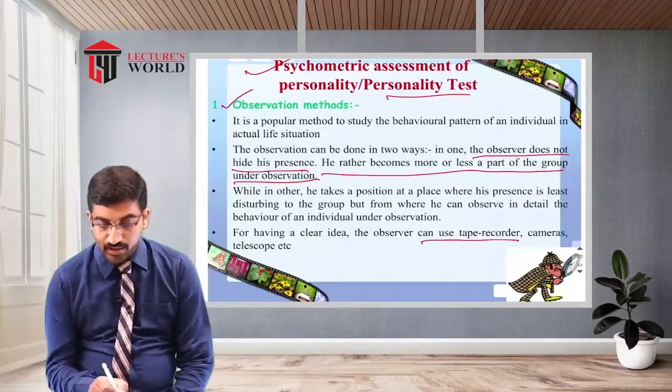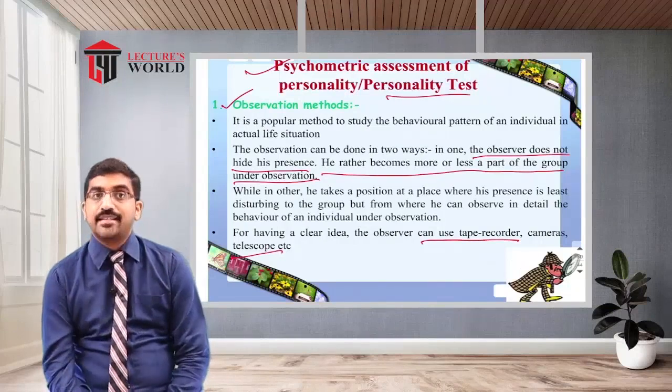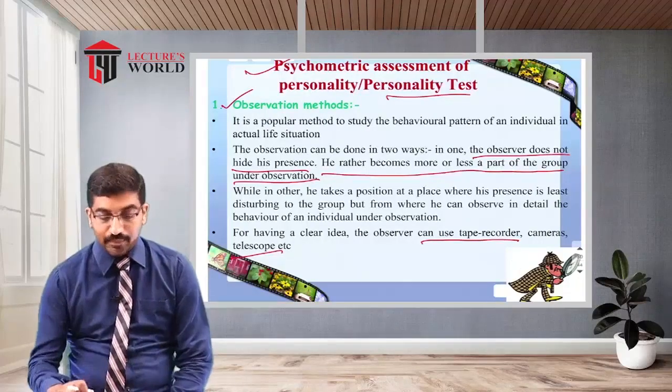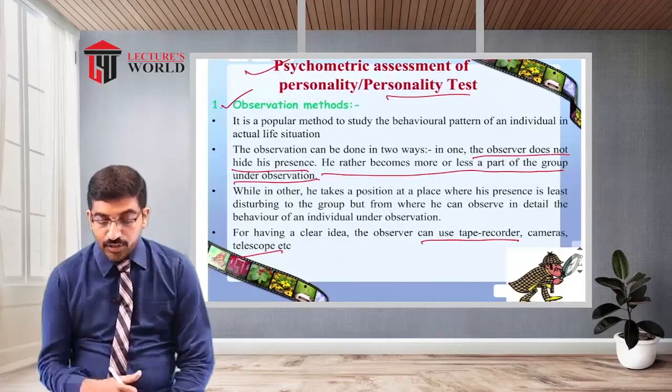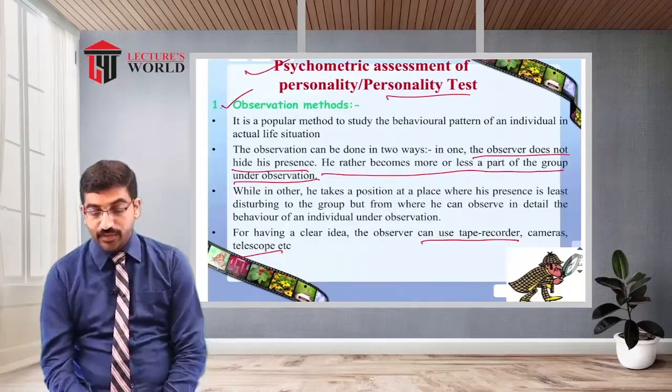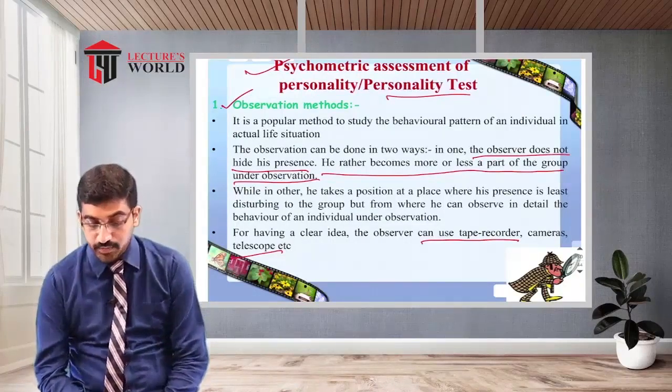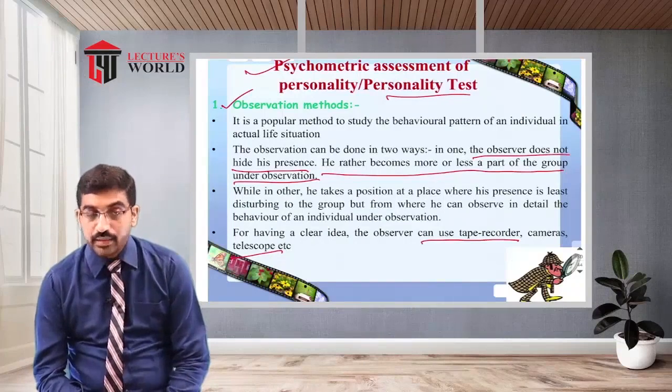An observer can use a tape recorder, camera, telescope, anything to see, and then they can understand that personality. This is simple, meaning you have to take a position at a place where your presence is least disturbing to the group, but from where you can observe in detail the behavior of the group.